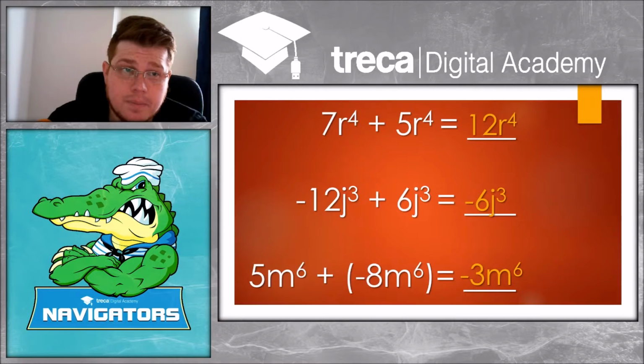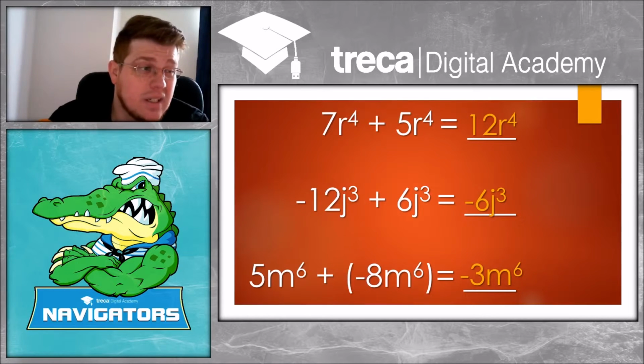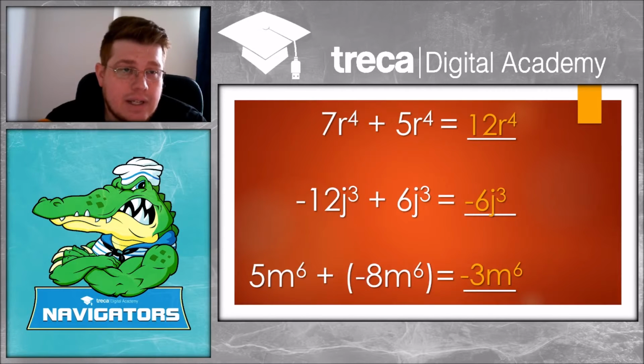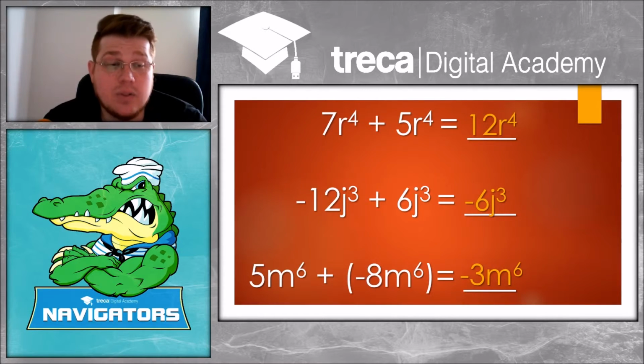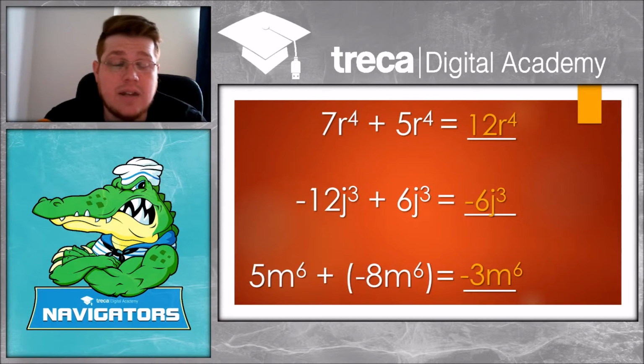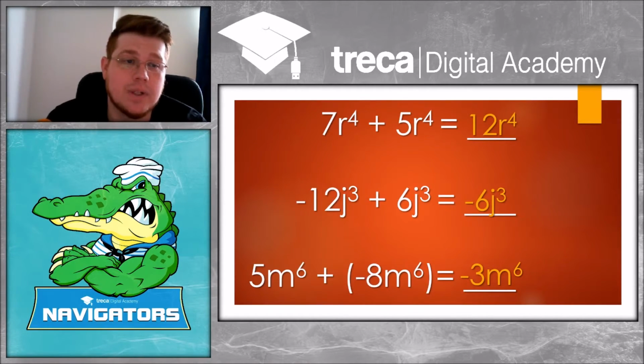Did you get them right? Is there one that you want to take a look at? Did the negatives throw you off? Remember, in each of these cases, you add the coefficients. 7r to the fourth plus 5r to the fourth, 12r to the fourth. Negative 12j cubed plus 6j cubed is negative 6j cubed. And 5m to the sixth plus negative 8m to the sixth is negative 3m to the sixth.